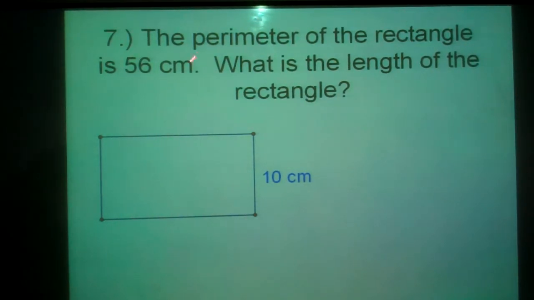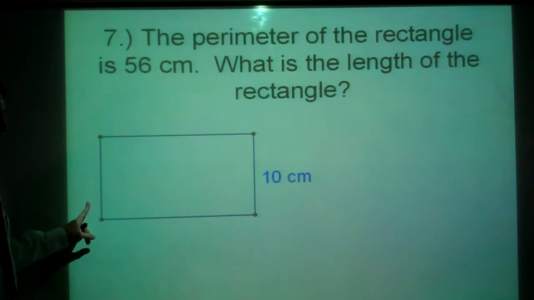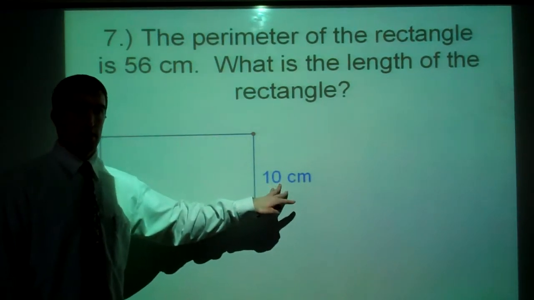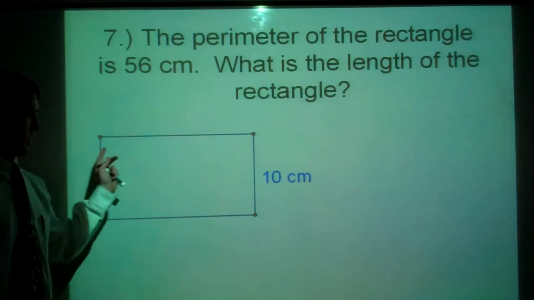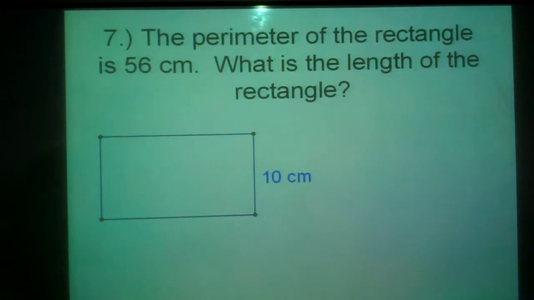If we know the perimeter, 56 centimeters, what is the length? Well, we know that this side has to be 10 as well if it's a rectangle. So we go 56 minus 10 minus 10. That brings us down to 36 centimeters. So we've got 36 centimeters to distribute between two sides that are the same length. So divide that by 2, we should get 18 centimeters.